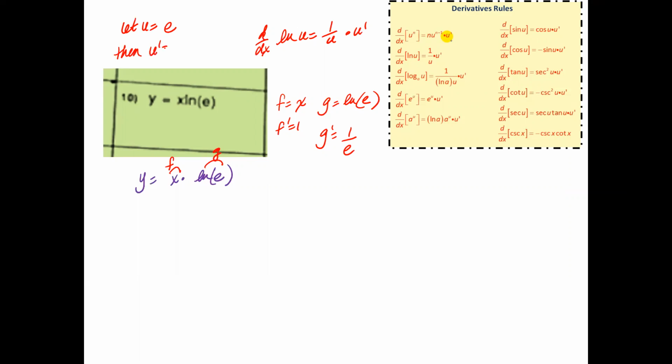Then u prime equals, what's the derivative of e? Well, the derivative of e is going to be e to the u times u prime. And what is the derivative of e? Well, it's e to the 1. Okay, so you're kind of doing a chain within a chain. So this is going to be the derivative of e, which is going to be e to the u. So we're going to have e to the 1 power times u prime. And what is the derivative of 1? It is 0.